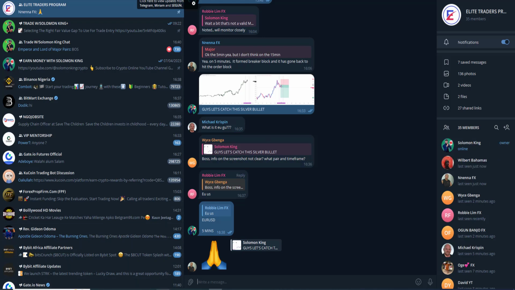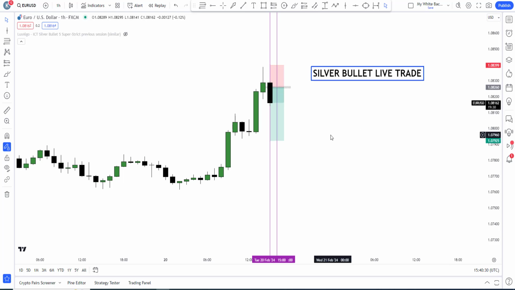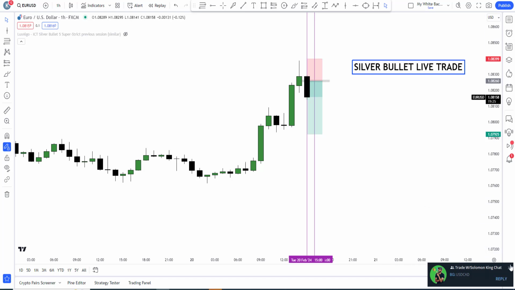All right, so this is it. Let me just show you what is going on, before and after, and then let's make money from this short-term sell on silver bullet. So let's quickly do that together. So what do we have?